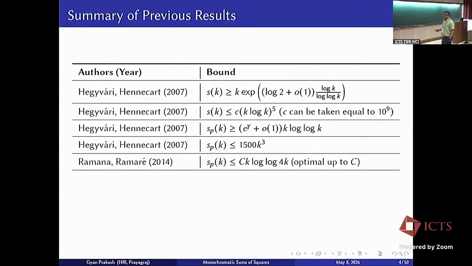Surya and Olivier, in 2014, obtained s_P(k) less than k log k. In the light of the lower bound, which is also of the same order of magnitude, k log k or k log 4k, they are the same order. Then this is optimal up to a constant. So for the set of primes, up to the constant, the problem is resolved: you have an upper bound and a lower bound of the same order.